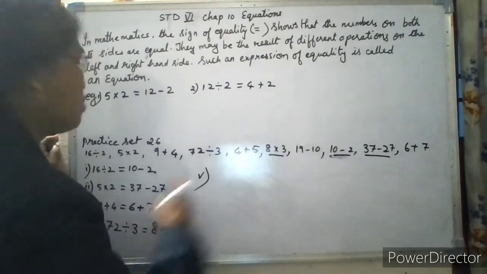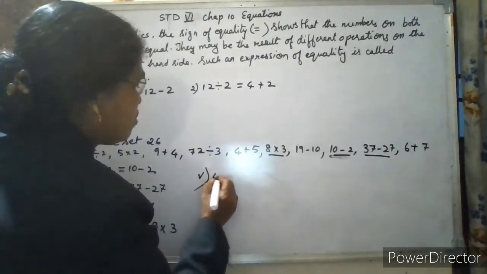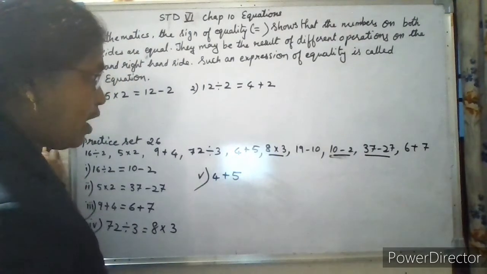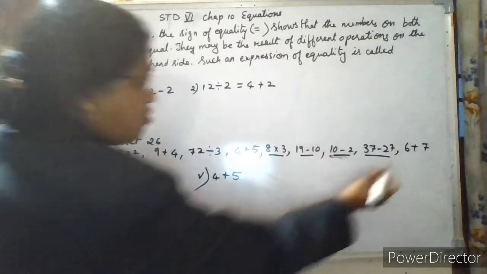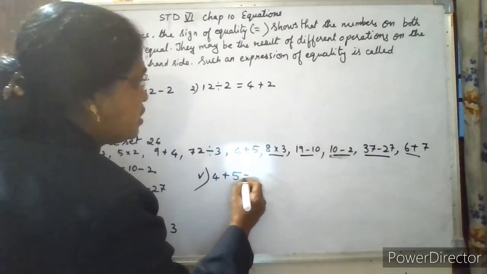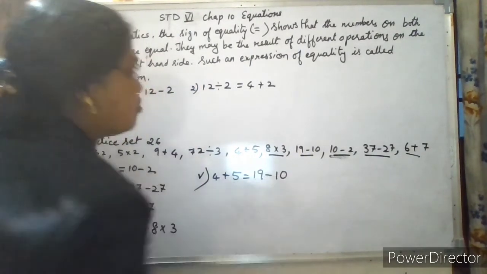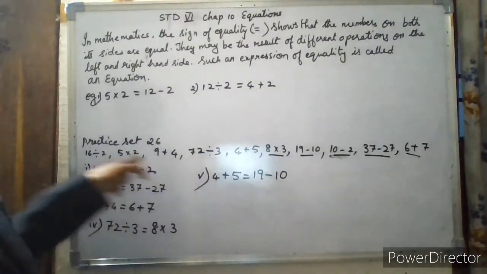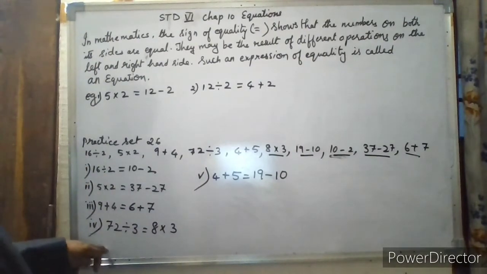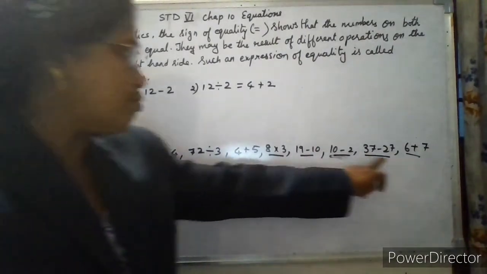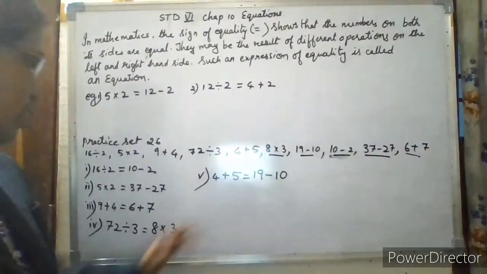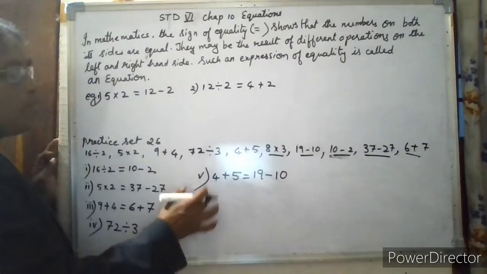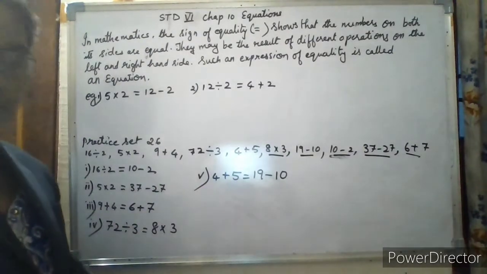Now the next equation, let us see. 4 plus 5 is equal to 9. 19, this also we have used up. 19 minus 10 is equal to 9. So these expressions we have used on the left hand side, and these expressions we have used on the right hand side. That means with the given information, we could form 5 equations.